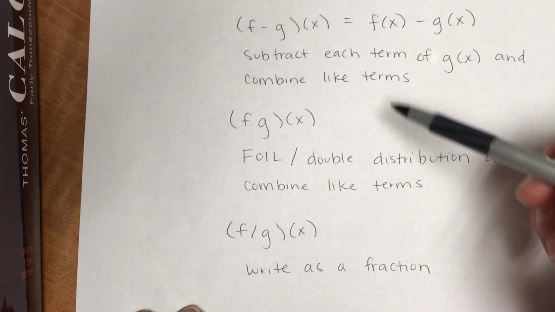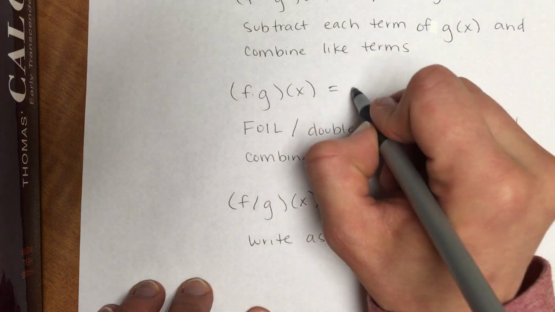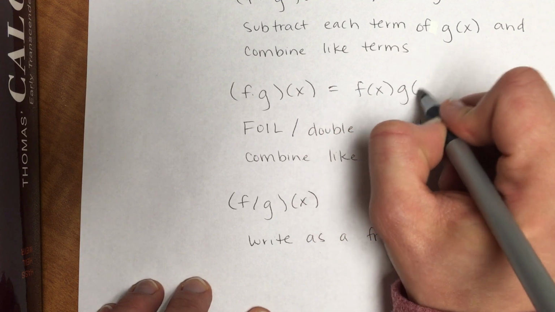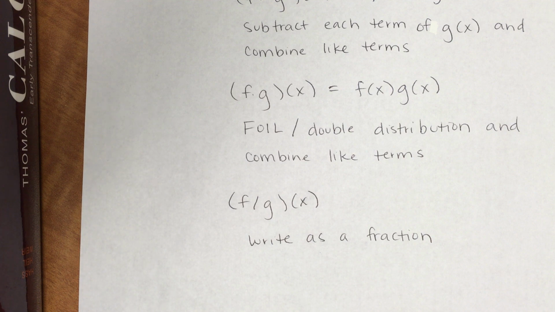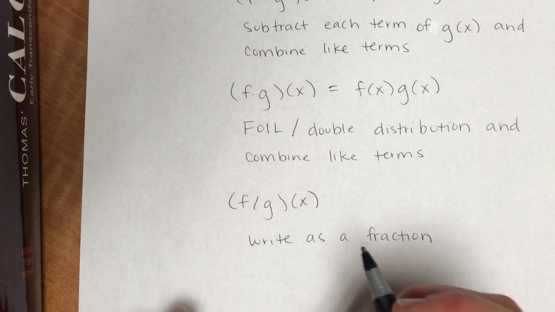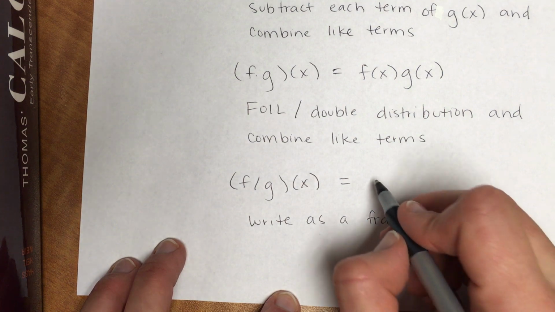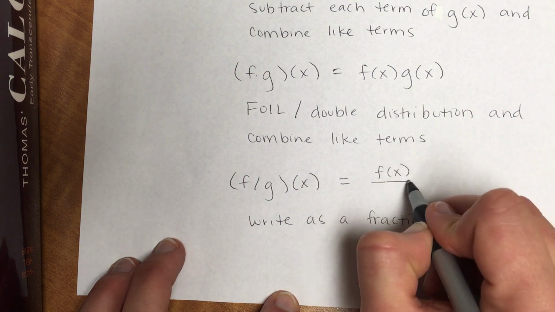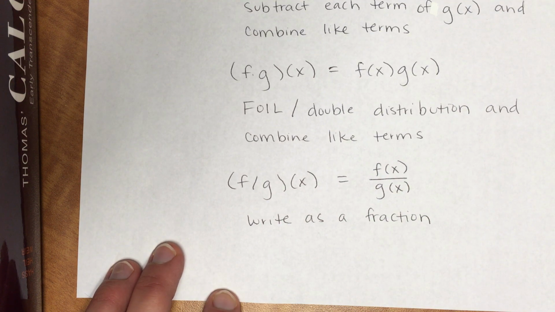To multiply, it usually is just written (fg)(x), or sometimes you see the little dot in the middle. But this is f(x) times g(x). And you're just going to FOIL or double distribution and then combine like terms. So you're going to combine like terms in all of these, except the last one is f slash g, or f divided by g of x, which is written f(x) over g(x). And this one's the easiest one, or most straightforward. Don't overthink it. Literally, you just write it as a fraction and you don't have to do anything else.